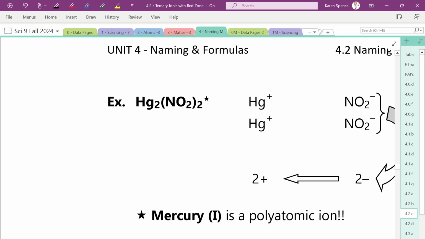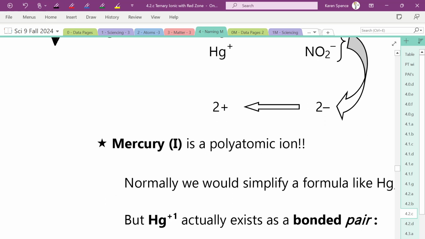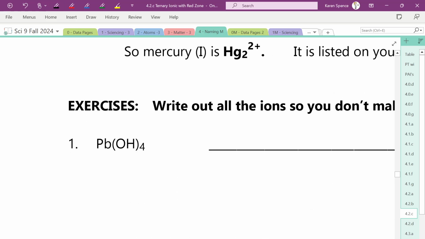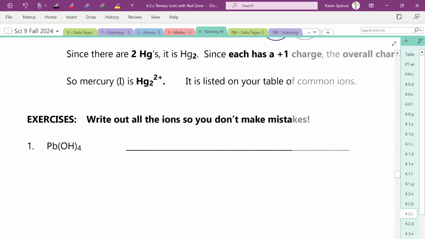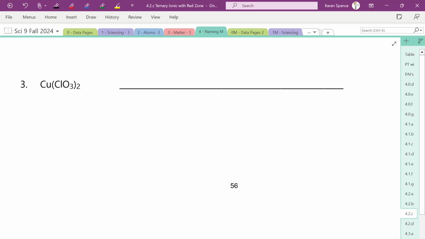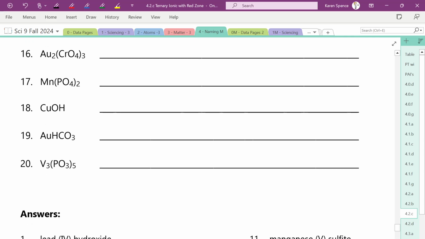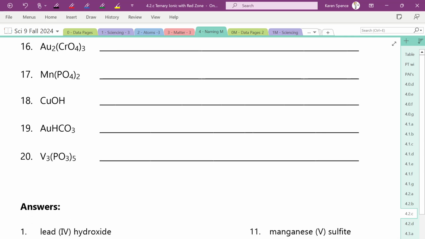If you're interested in enriched stuff, you can take a look at that last example, Mercury 1, which is going to be enriched. I'm not going to give it to you guys on a regular quiz. So you're going to try the exercises on pages 56, 57, 58.